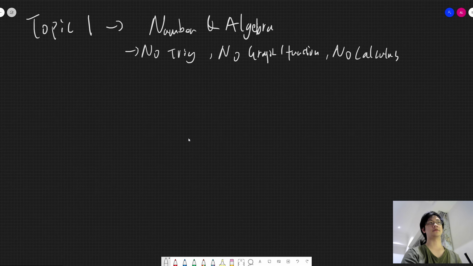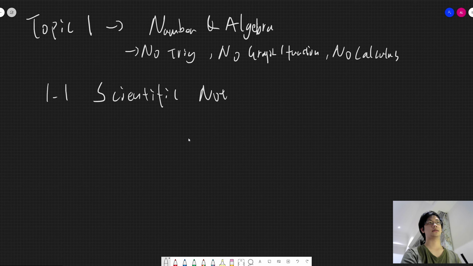So in trig, in graphs, in functions, in calculus, you might have to use some of the number and algebra stuff, right? Most typically is 1.1, scientific notation, which is what most of us, I would say, are probably not unfamiliar with. But to get it completely correct under the guideline, I think there's a couple of things that we're mentioning.